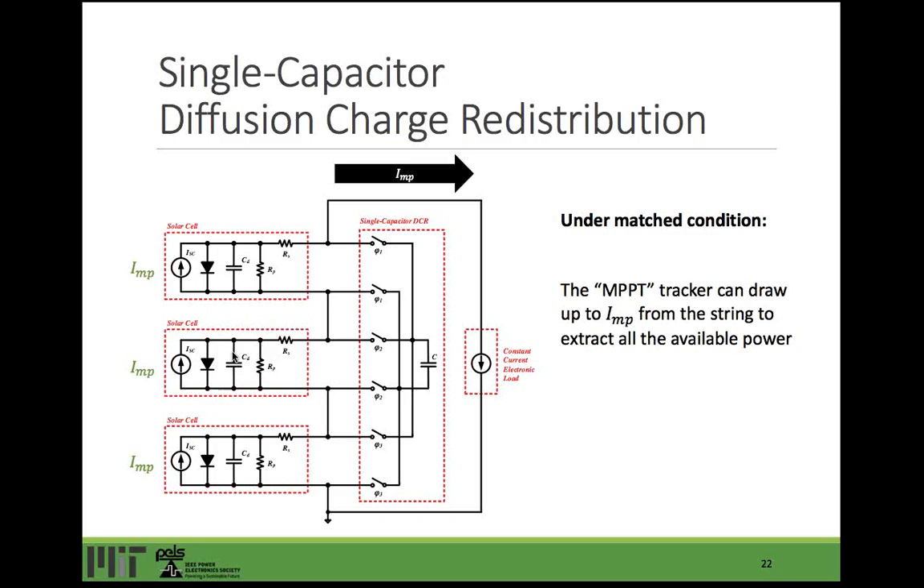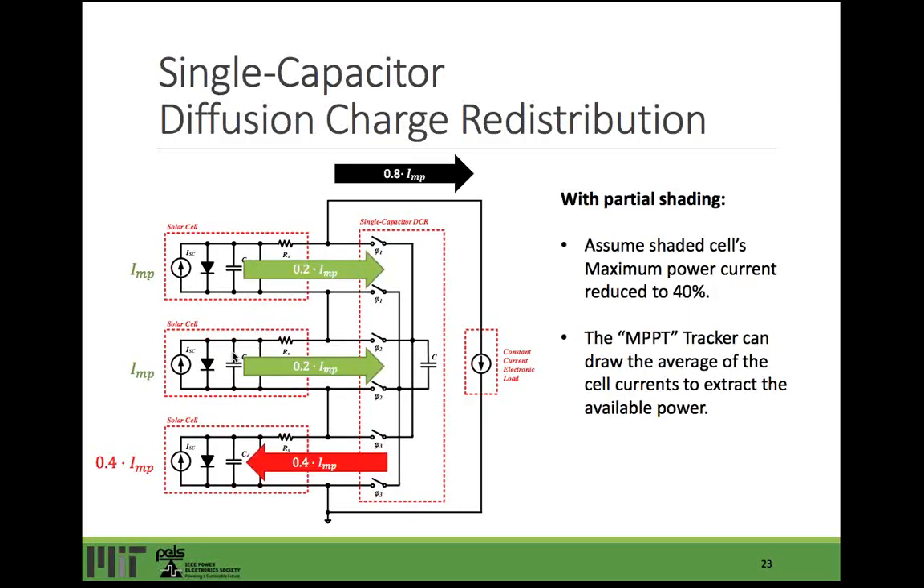It can be seen that under match condition, the maximum power can be extracted by drawing IMP from a string, and the flying capacitor will process 0 power as the cells would exhibit identical voltages. So differential power processing is achieved. Things get a little more interesting when there is mismatch.